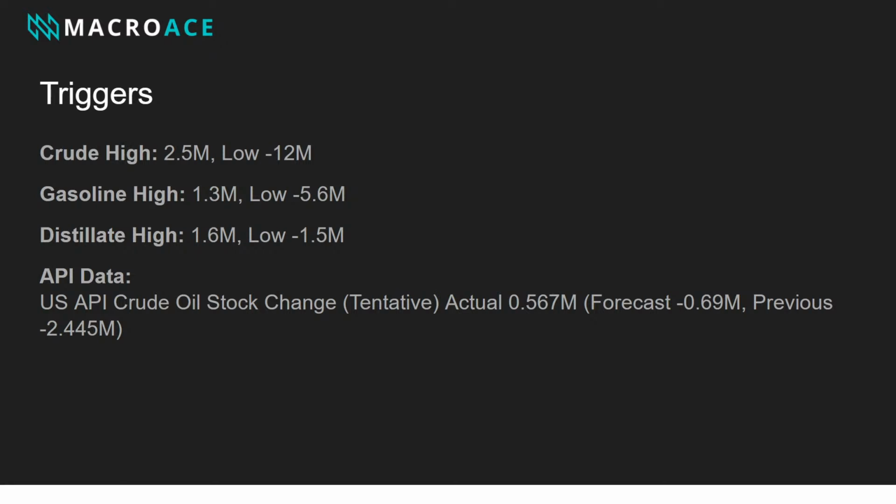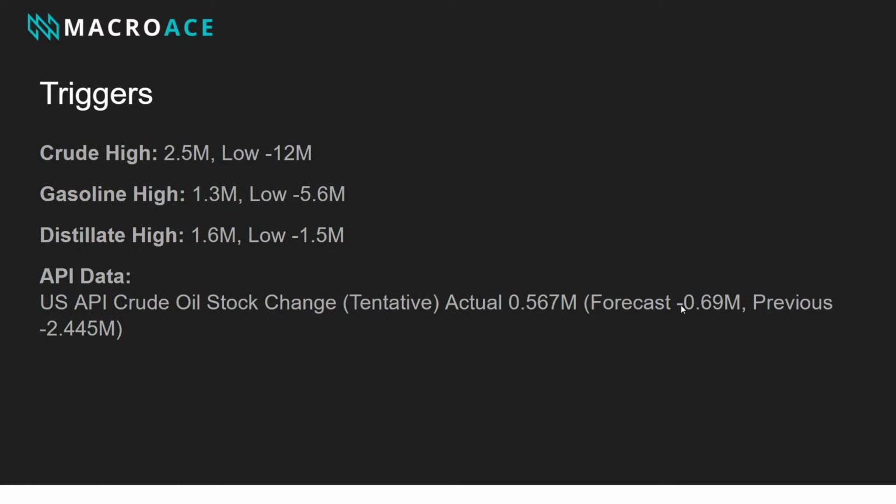The actual figure might be headed in the opposite direction, but it's something that traders keep an eye on as their own forecast in a way, or foreshadowing of what the data could be the following day. So API's crude oil stock change data came in as a build at 0.567 million compared to the forecast of minus 0.69 million.